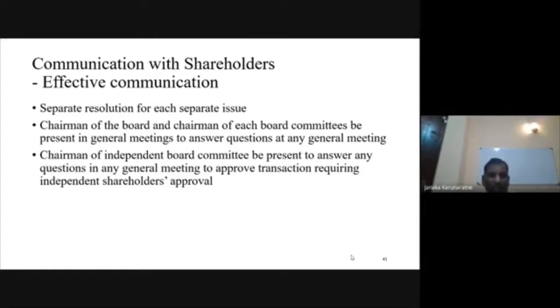Chairman of independent board committees to be present to answer any questions in any general meeting to approve transactions requiring independent shareholders' approval. Because this is the only forum where shareholders get the opportunity to discuss their views, unless major shareholders themselves are part of the board of directors.